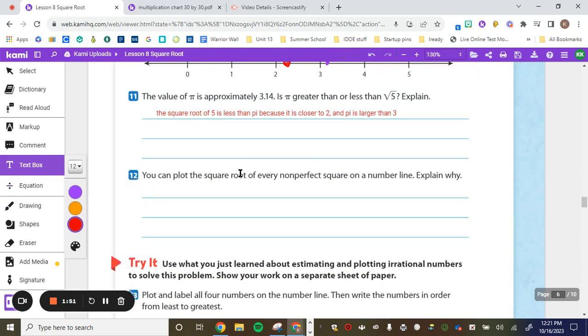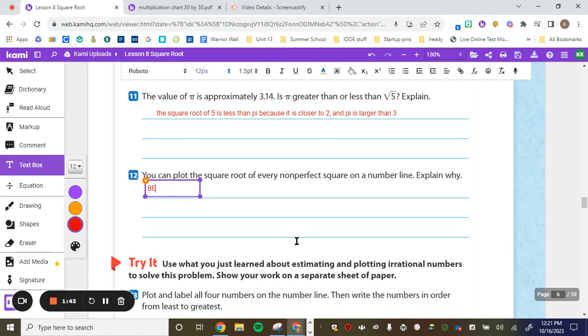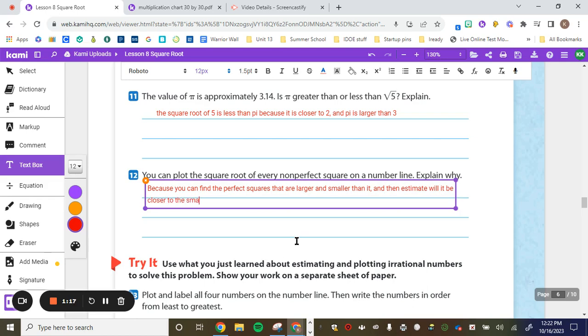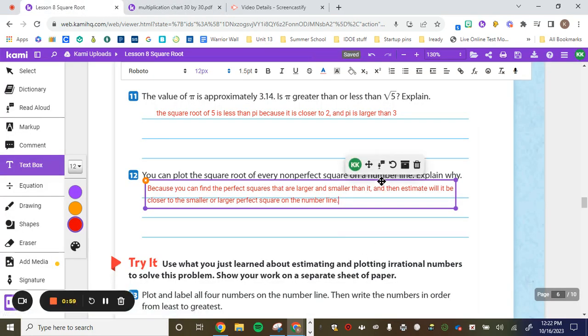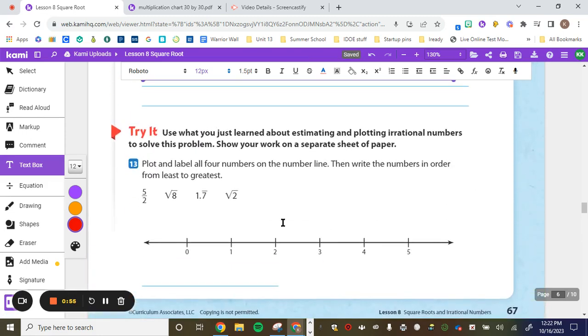Question 12 says you can plot the square root of every non-perfect square on a number line. Explain why. Well, why can you? Because you can find the perfect squares that are larger and smaller than the non-perfect square, and then estimate whether it will be closer to the smaller or larger perfect square on the number line. So basically you just use your multiplication table to find your two perfect squares and then figure out which one it is closer to and estimate where you're going to put the point. Now try question 13. Make sure that you label the numbers above where you put their dots.